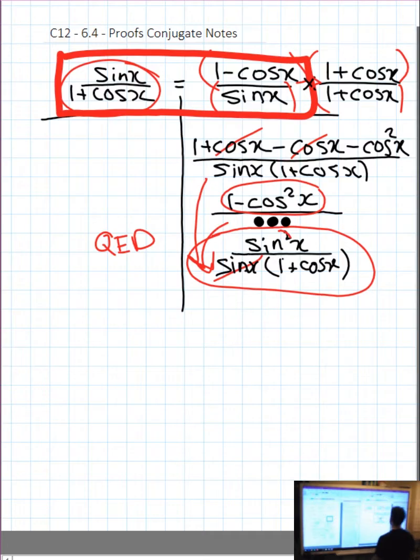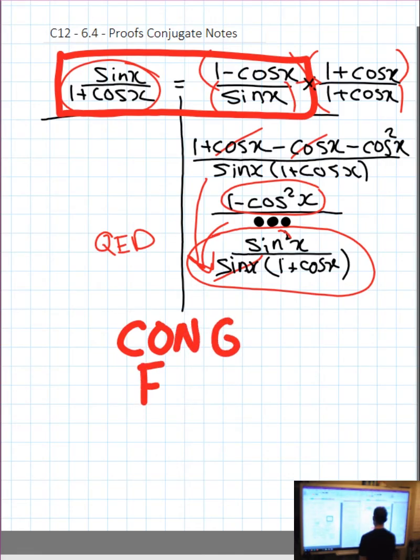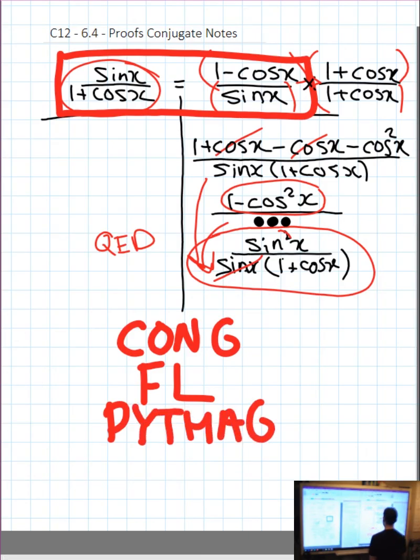If you want to simplify it further and rewrite more steps, if your teacher really requires you to show all that extra stuff, usually they're okay with just simple little crosses off. So, again, the conjugate methods are conj, F, L, Pythag, simplify.